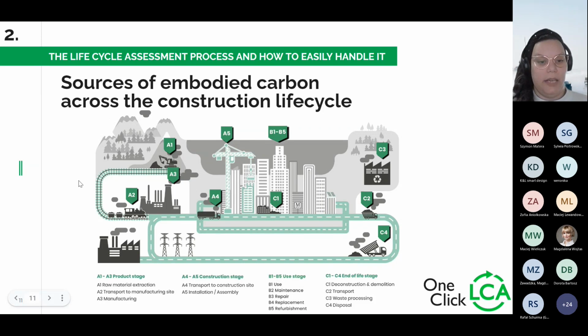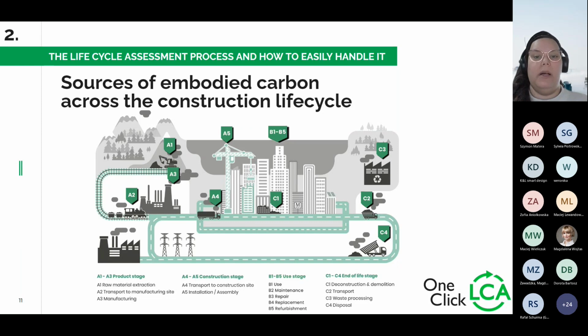So the life cycle assessment process starts with the A phase, which is the product stage or the material stage. And this is the stage in which we will consider from the extraction of the raw material to the transportation to the manufacturing site and the manufacturing process of the material, as well as the transportation to the construction site and then the installation of that material in the building.